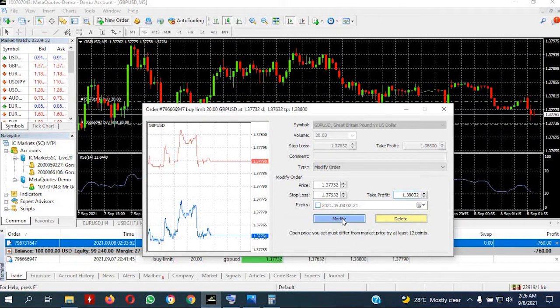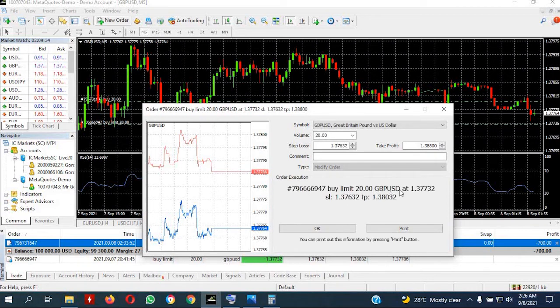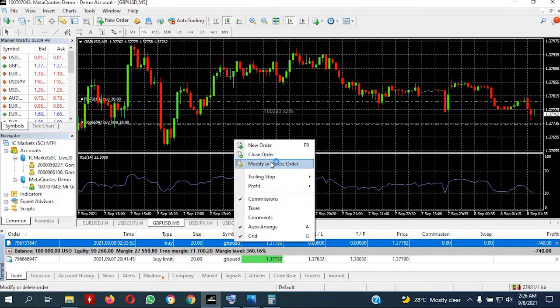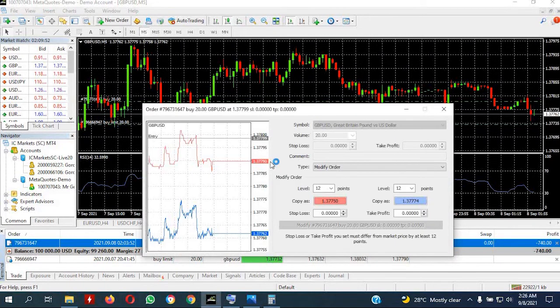Right, I click modify, and OK, right? So that is how you do it. Modify order, right?